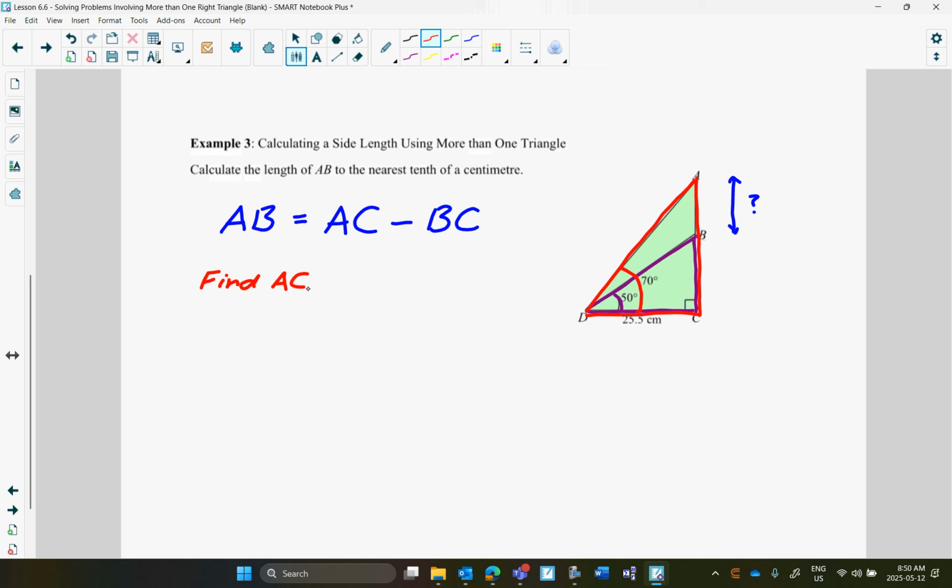So you're going to focus on the big one. The angle I'm given in the big one is 70 degrees. This side is 25.5. I'm trying to find this side. Looking at the 70-degree angle, what's the name of this side? Opposite, yes. And this side? Adjacent, which means tan. So the tan of 70 degrees is equal to the opposite side, which is what I'm trying to find, over the adjacent side, which I'm given.